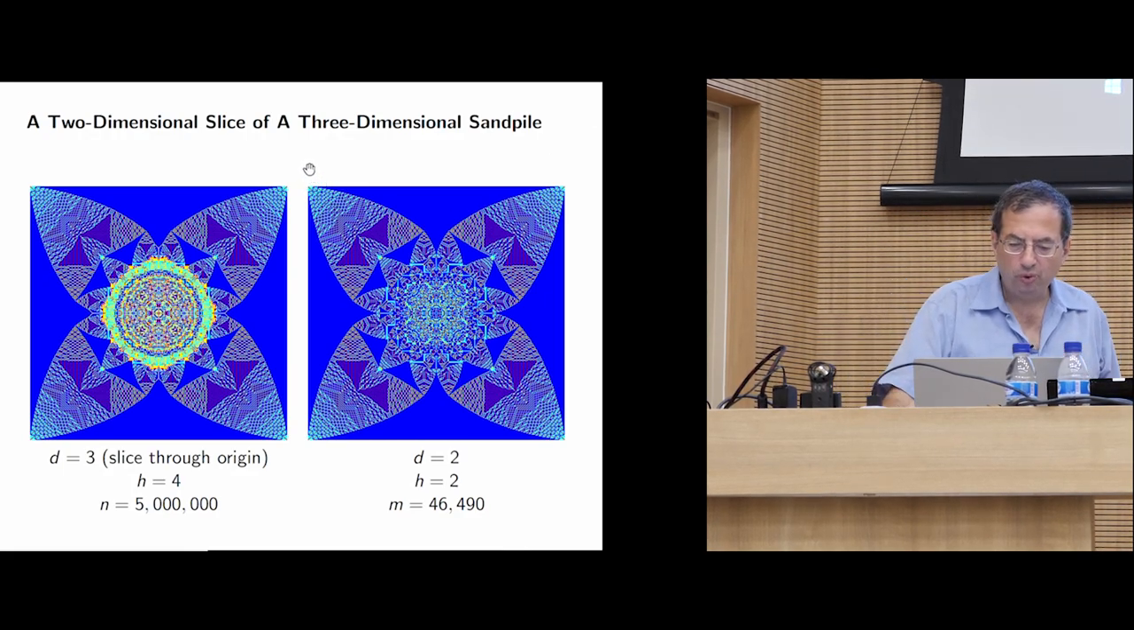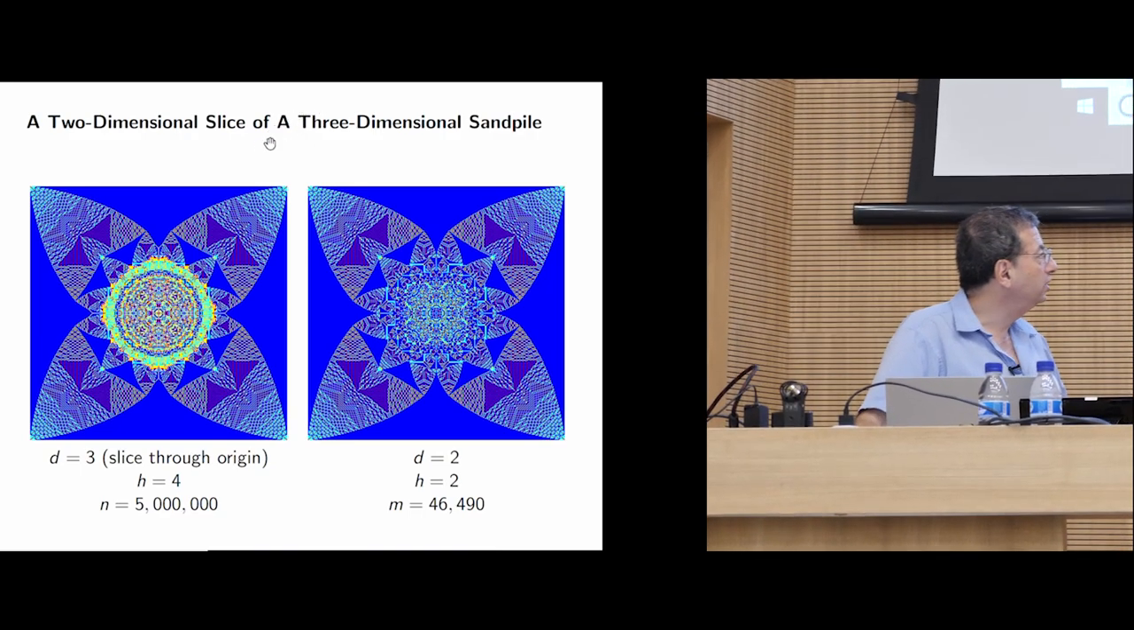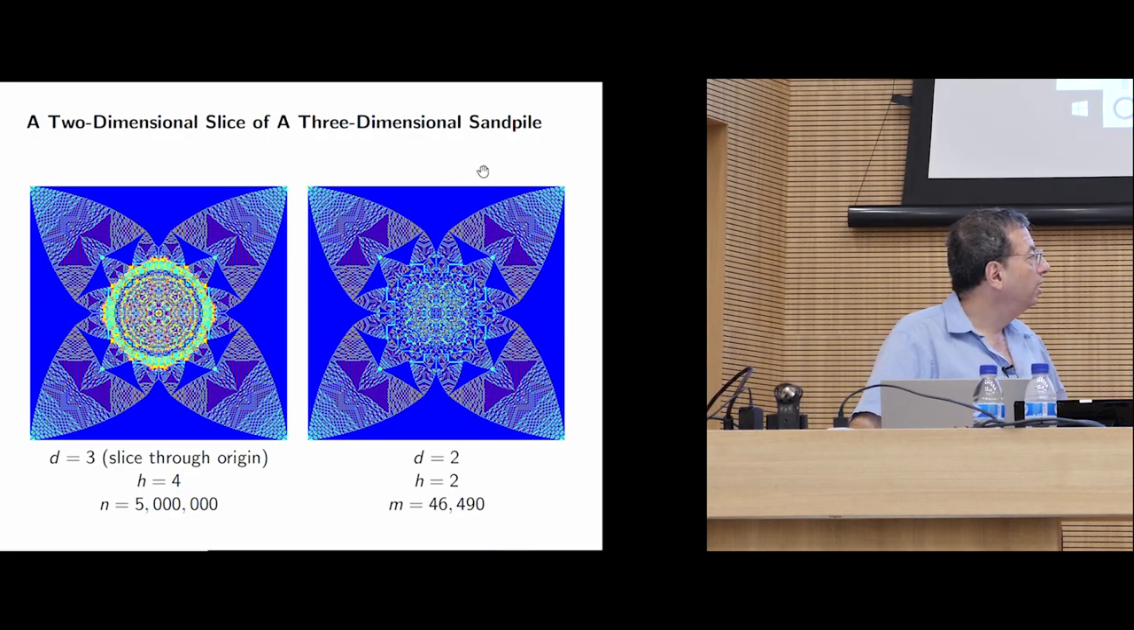As I said, there's a lot of progress on this model, the abelian sandpile, which is more difficult than the rotor-router. A lot of progress on it in recent years due to Pegden, Smart, Levine, and others.